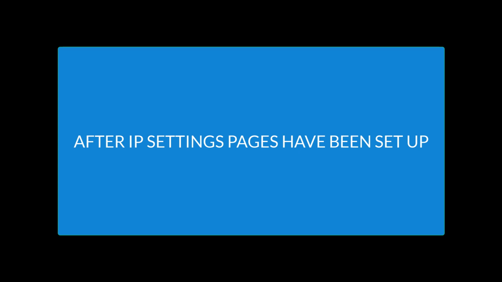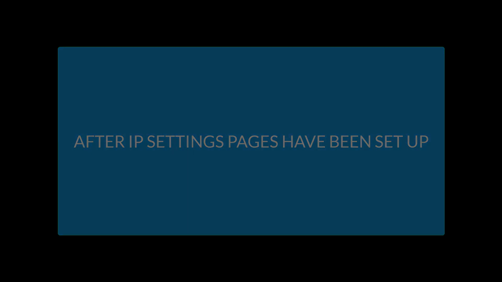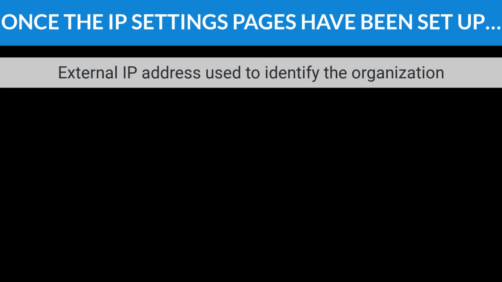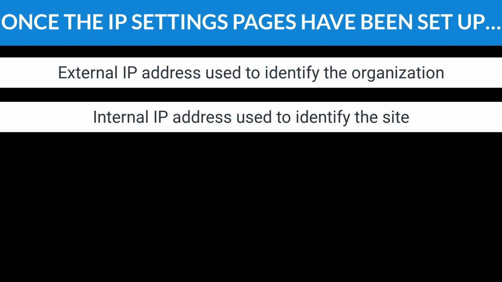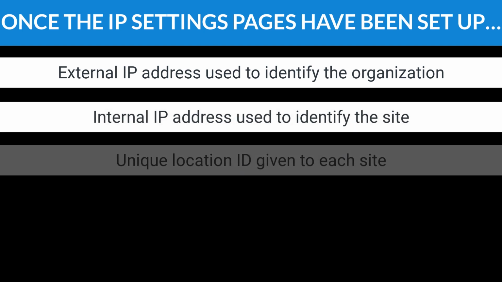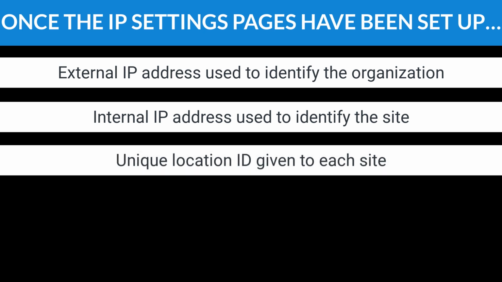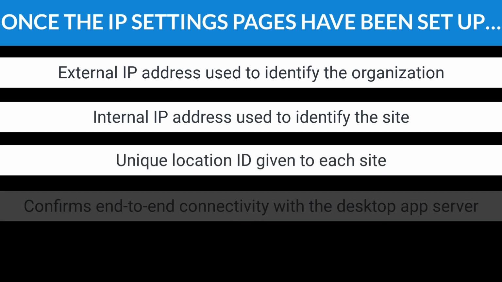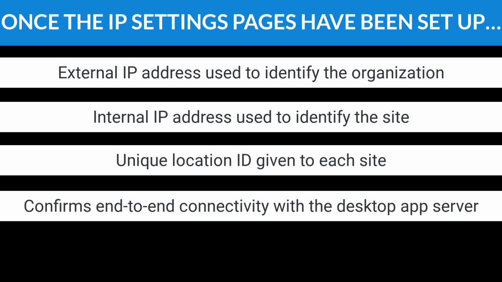After IP settings pages have been set up. Once the IP settings pages have been set up, the Crisis Alert desktop software will use a computer's external IP address to identify the organization in which the computer is located, then use the internal IP address to identify the particular site at which the computer is located. A unique location ID will be given to each site from the server. This will confirm end-to-end connectivity with the desktop application server.